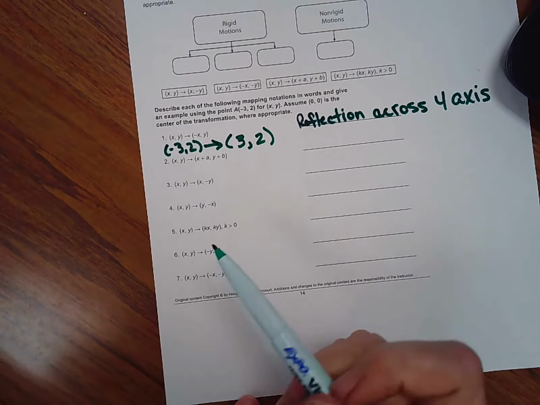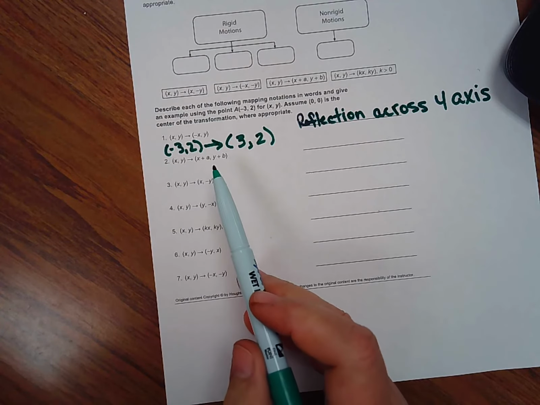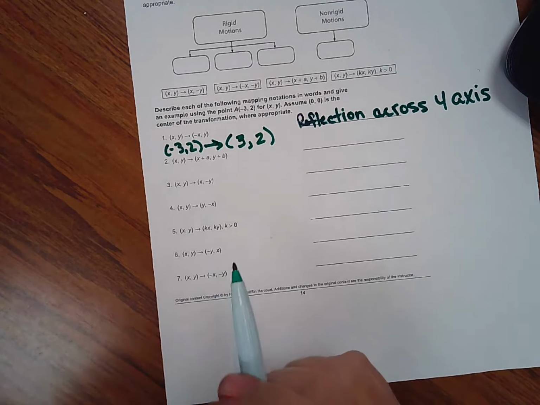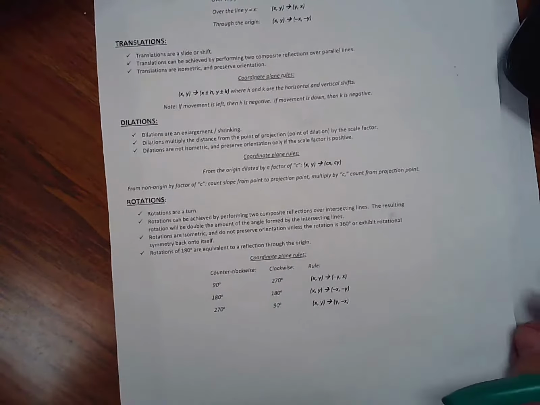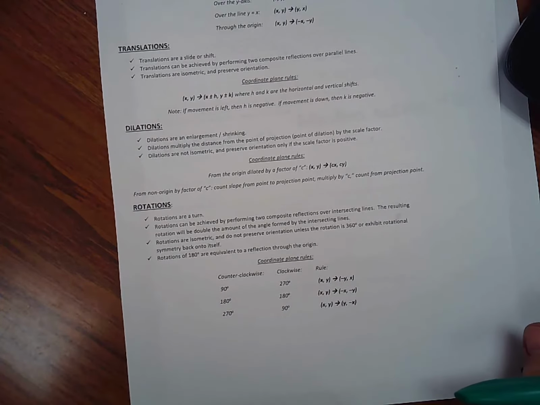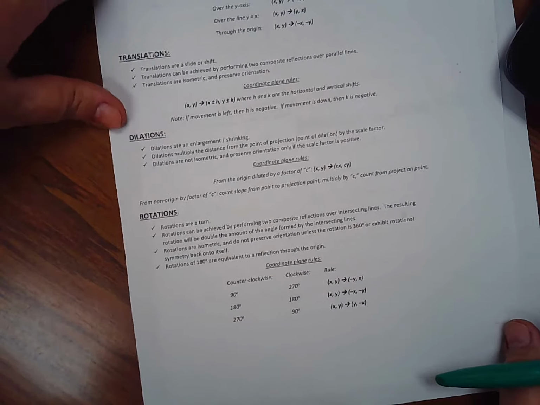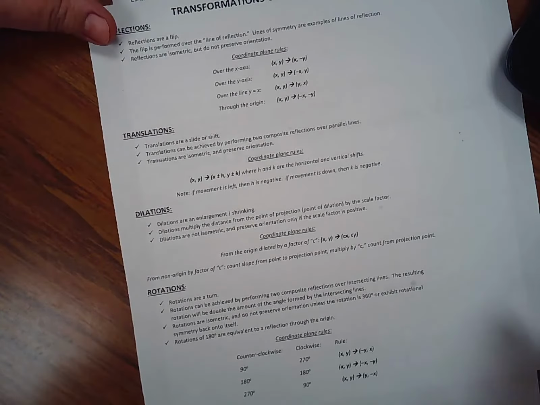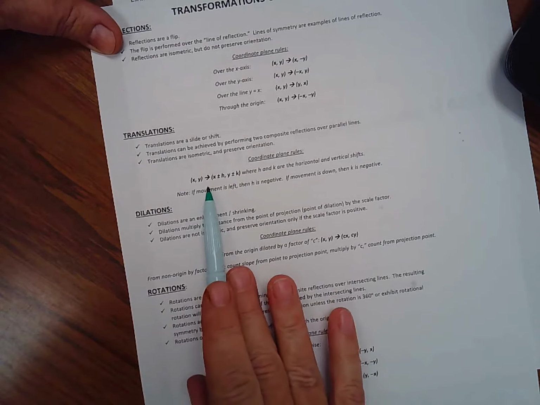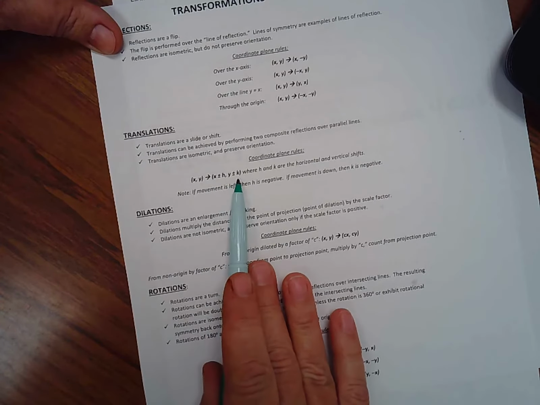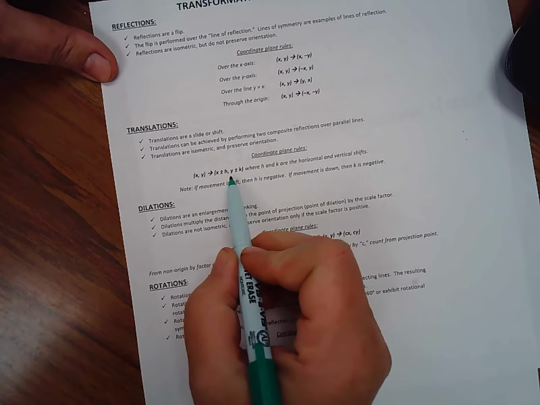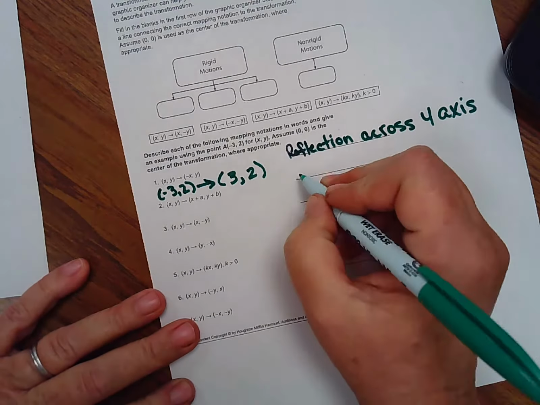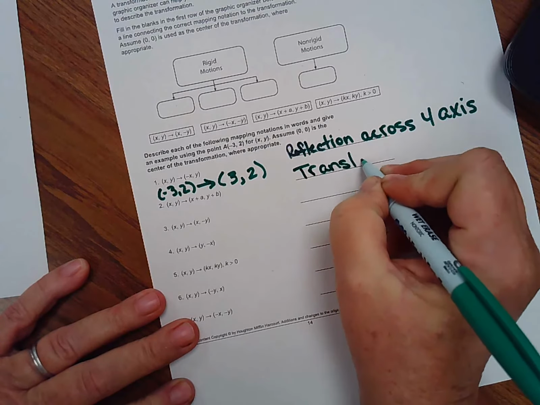Number 2, it says xy maps to x plus a and y plus b. Well, let's grab our cheat sheets again. And you notice that when there's addition, plus or minus, you're talking about a translation. xy maps to x plus h or y plus or minus k. So if you add or subtract, then you are doing a translation. So this would be a translation.